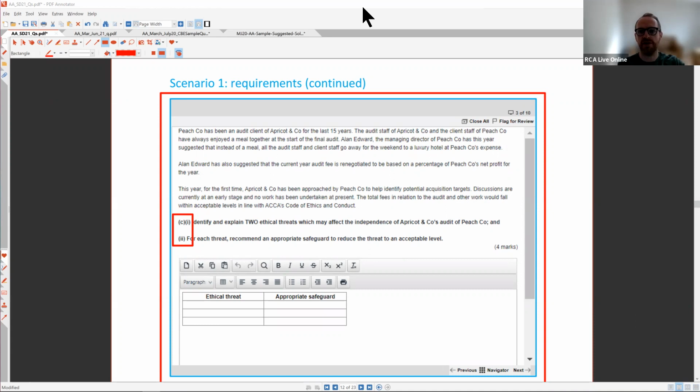Right, okay, let's have a look at this then. It's fairly simple and straightforward, but it's a good example of the sort of question you might have to deal with. So let's have a look.